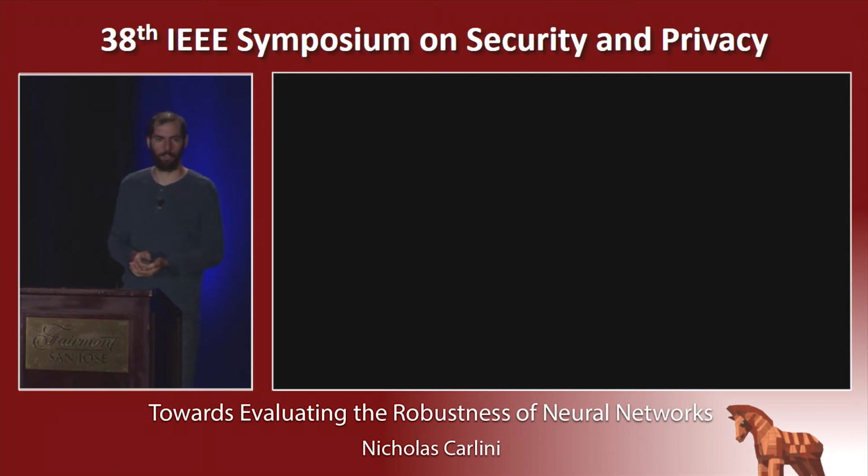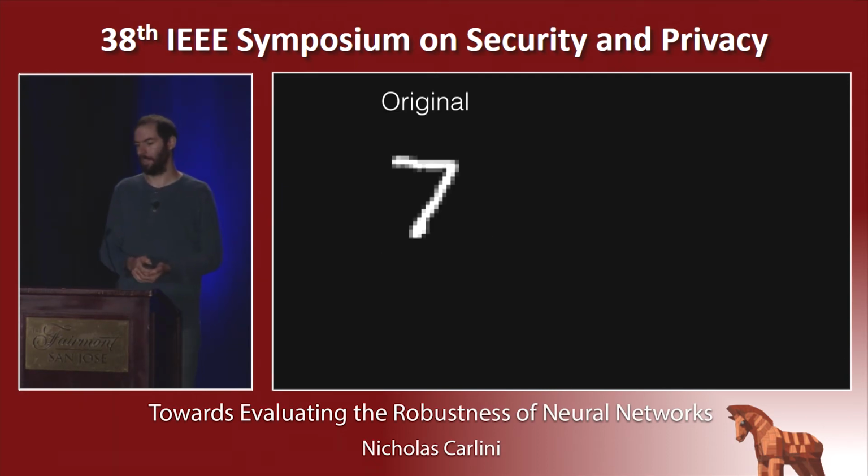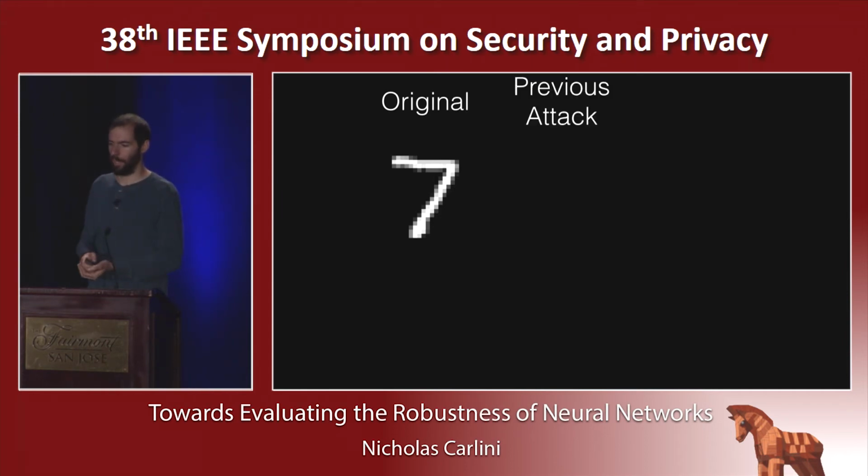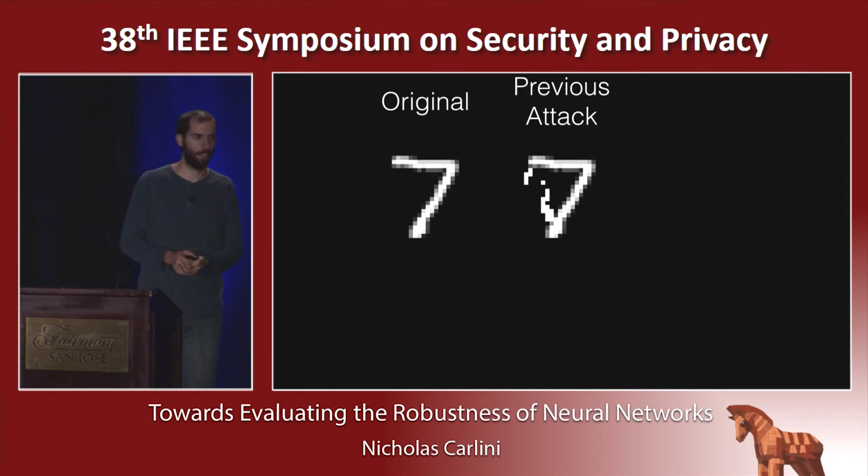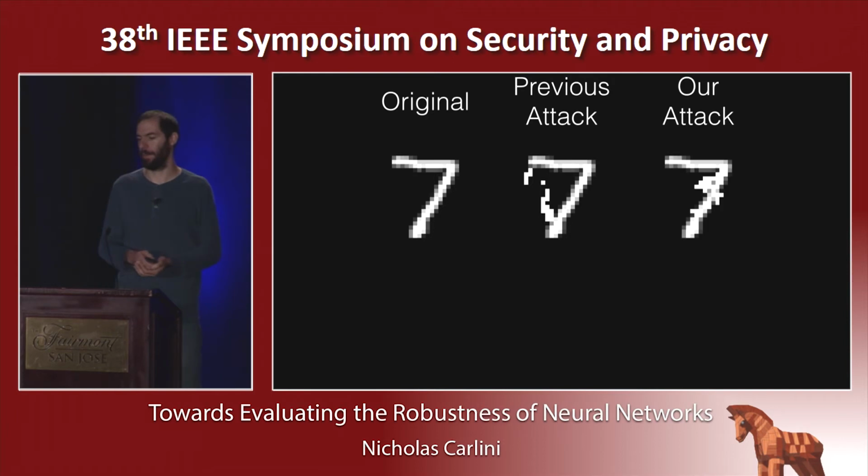So I'm going to show you an image here. This is an image of a handwritten digit 7. This is from an image classification task where we're given handwritten digits from 0 to 9. You have to classify what the digit is. The previous state of the art could give you something like this, where you modify the image, a relatively noticeable modification, to produce a different image, which is now classified as an 8. Our attack can do somewhat better and only make a smaller change.